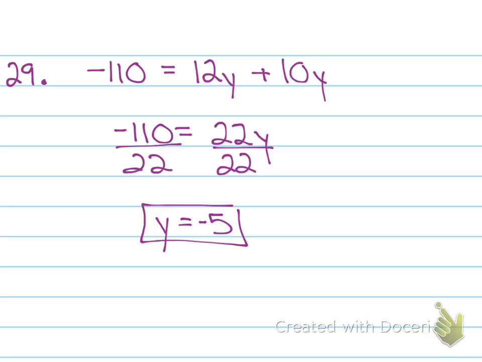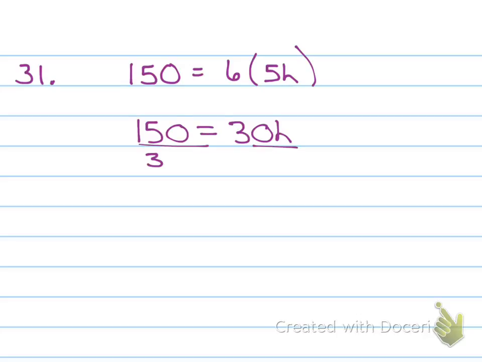So I had 2 terms with a y, so I need to combine those terms and then divide. Who got that right? Okay, good. We've got 2 more. Let's see who can solve this one. What do you do? Multiply 6 and 5h. Then you divide both sides by 30. H equals 5. Who got it right? Okay, good.